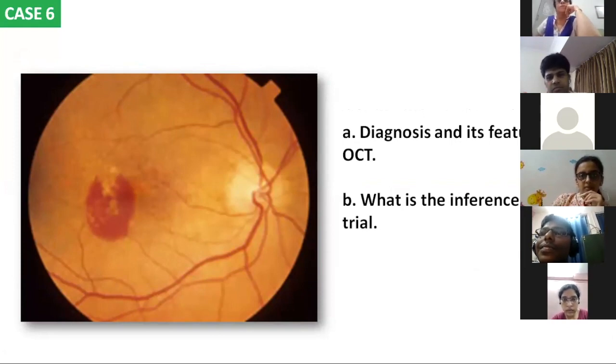Diagnosis of this fundus lesion and its features on OCT. If you do the OCT of this patient, what features will you expect to see?